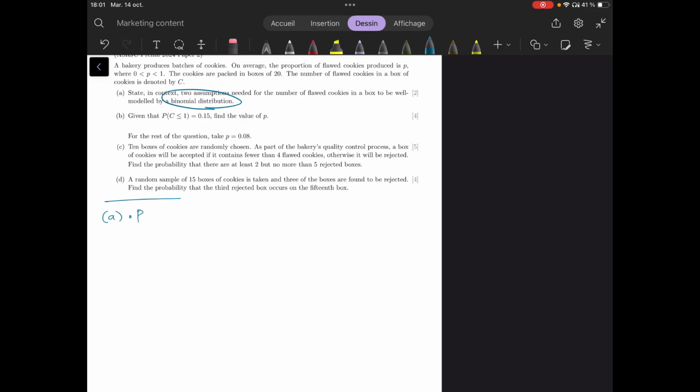What are the assumptions? 1. The probability of having a flawed cookie is constant. Secondly, the event of a cookie is flawed is independent of the event that another cookie is flawed.